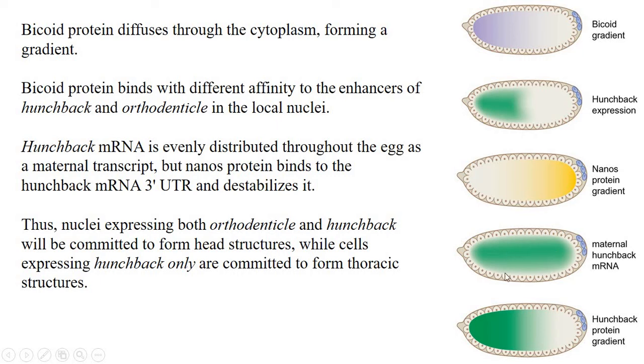So this is the hunchback mRNA expression before the nanos protein gradient starts to destabilize it, and then once it starts to destabilize, it destabilizes where more nanos is present. So now the nuclei that express both orthodenticle and hunchback will become the head structure. The ones that only express hunchback will become thoracic structure. Because this hunchback is more towards the anterior, this will make the head and thorax, and this portion will make more of the abdomen structure. So this is the head structure, where both orthodenticle and hunchback are present, and then the thorax will have less and less, so this gradient will change as we move.